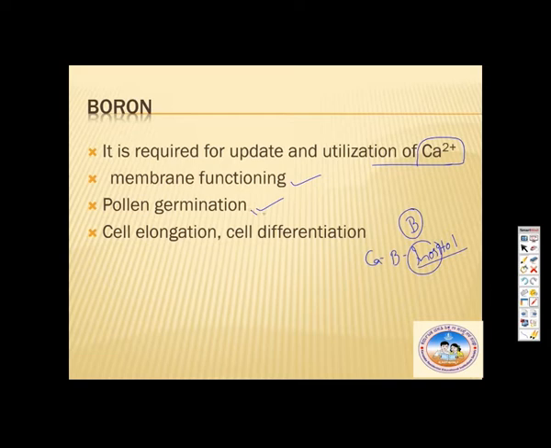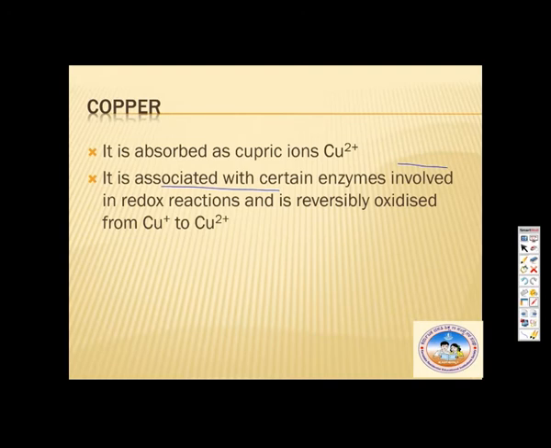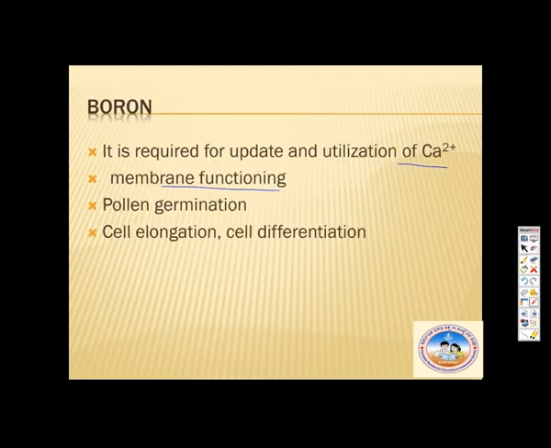Pollen germination means pollen tube growth, correct? So when the pollen tube grows, what is happening? The cell is elongating. So darlings, remember that cell elongation. Am I clear to you? Don't forget about this, children. Boron is required for the uptake and utilization of calcium, membrane functioning, pollen germination, cell elongation, and cell differentiation.